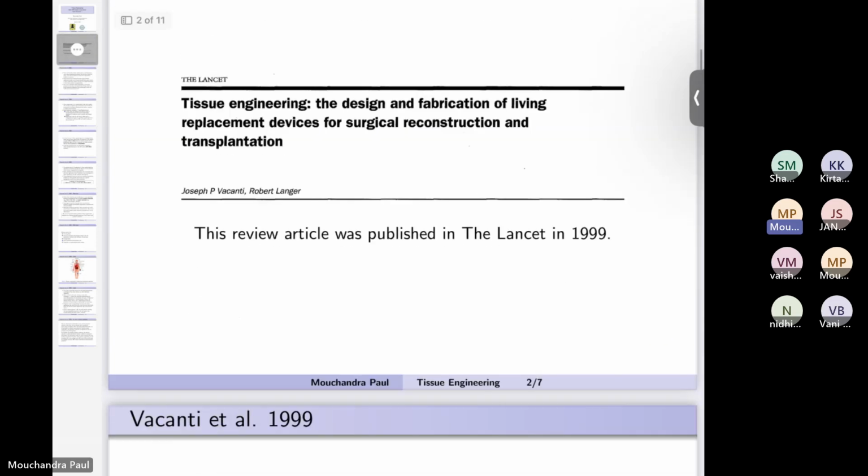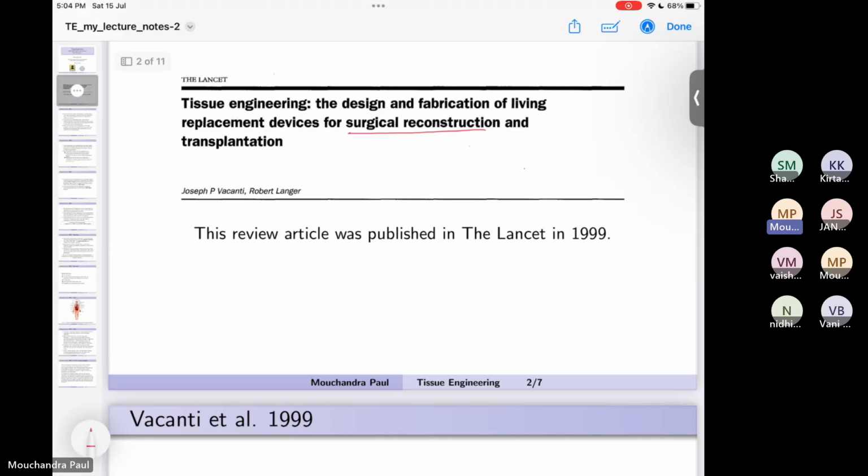So the title of this paper is Tissue Engineering. Basically they have defined what tissue engineering is, and they are saying it is the design and fabrication of living replacement devices for surgical reconstruction and transplantation. During that time, tissue engineering was only defined with the possibility that we can make a replacement tissue, but now it has become much more, which we'll later understand through various research articles.